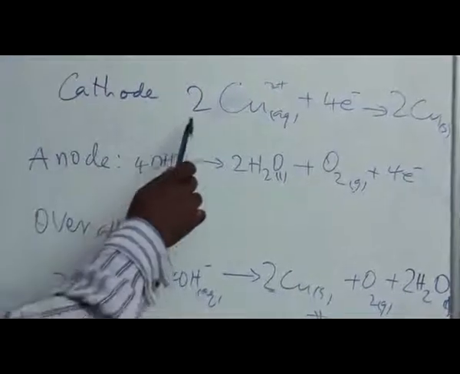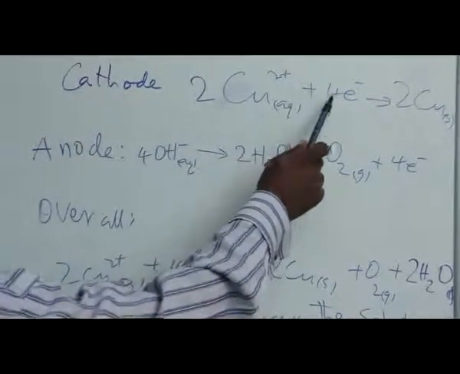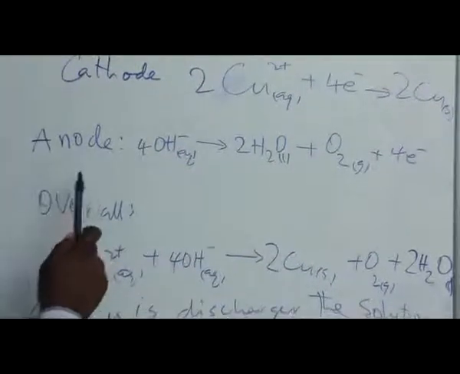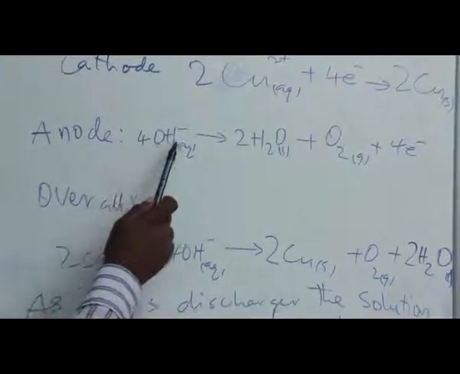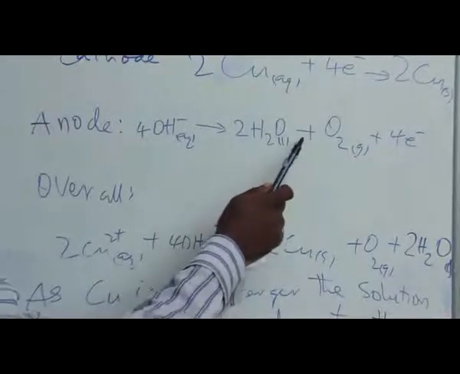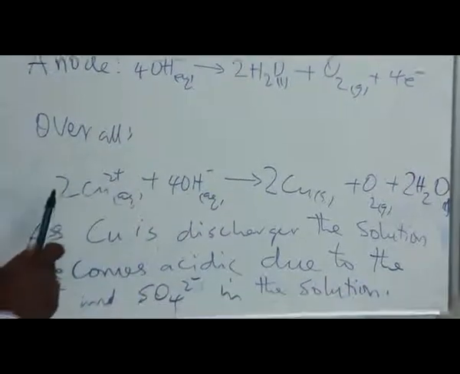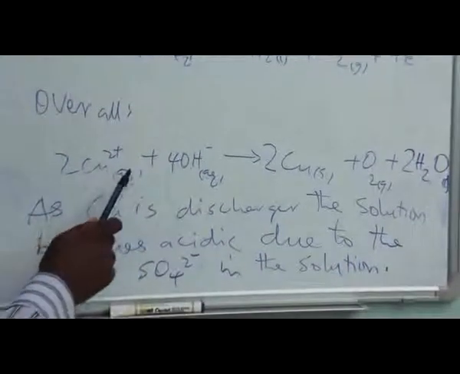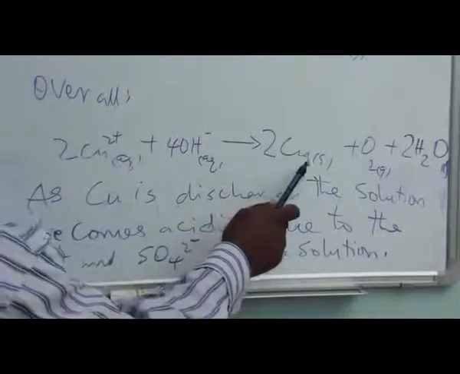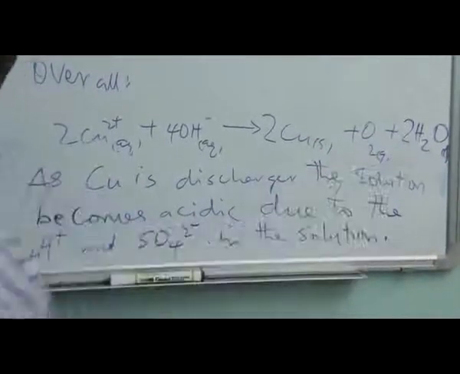At the cathode, 2 molecules of copper(II) ion will acquire 4 electrons to give 2 molecules of neutral copper. At the anode, 4 molecules of hydroxide ion will lose 4 electrons to give 2 molecules of water plus 1 molecule of oxygen gas. The overall reaction is 2 molecules of copper ion plus 4 molecules of hydroxide ion to give 2 molecules of neutral copper plus 1 molecule of oxygen gas and 2 molecules of water.